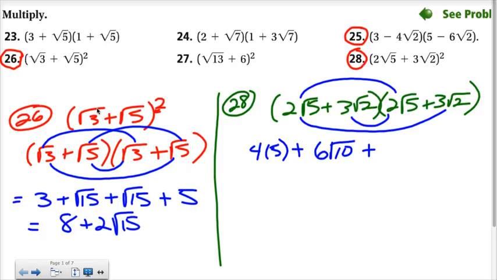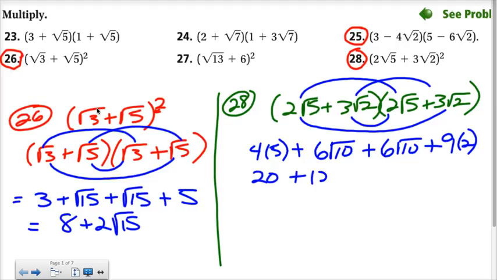3 times 2 is 6. Got to slow down my brain here for a second. Square root of 2 times the square root of 5 is the square root of 10. And then last times last, 3 times 3 is 9. The square root of 2 times the square root of 2 is 2. And then we'll go ahead and do that multiplication.